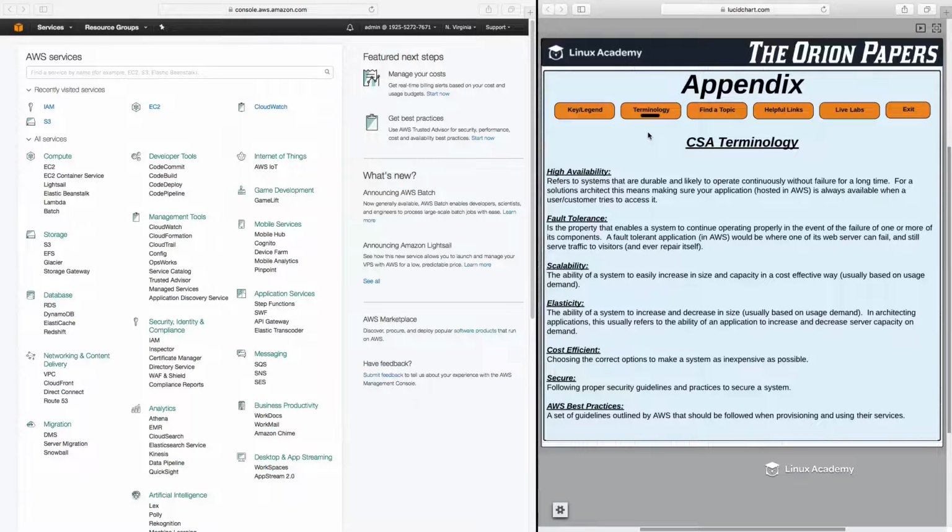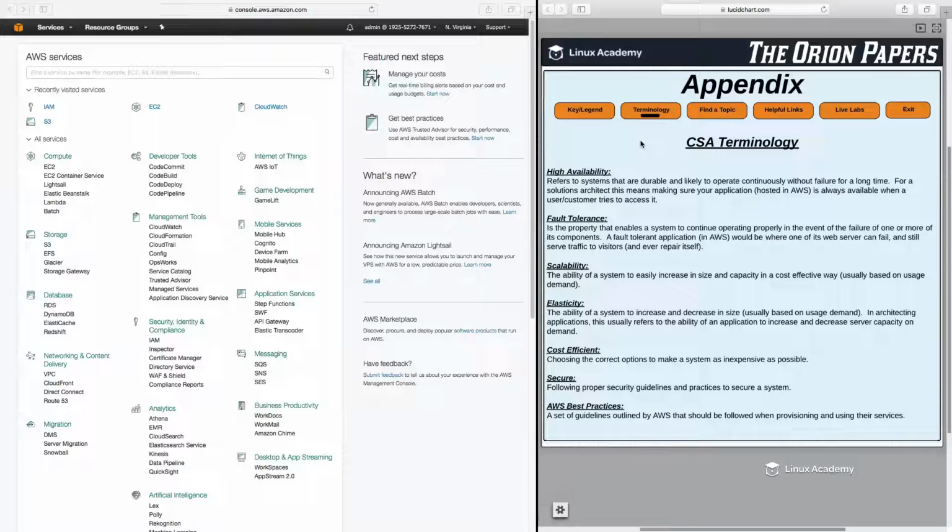So these are the terms that we're going to cover, and it's very important that you understand these concepts now because I'm going to be referencing them a lot throughout this course. And you're going to see these terms a lot in the quiz and exam questions, both here in Linux Academy and most likely also on the CSA exam itself. So let's start with high availability.